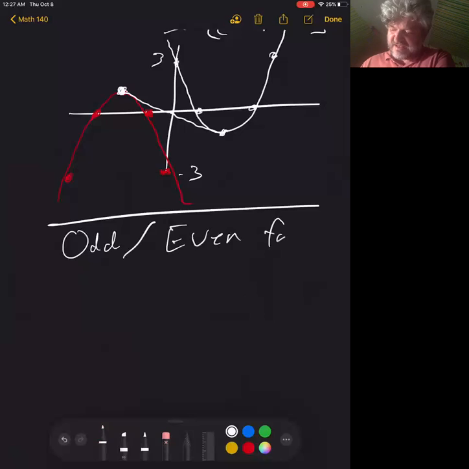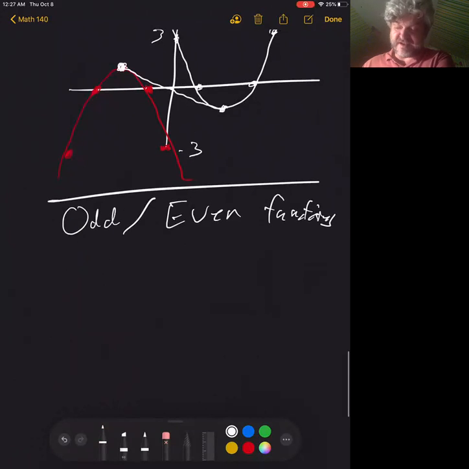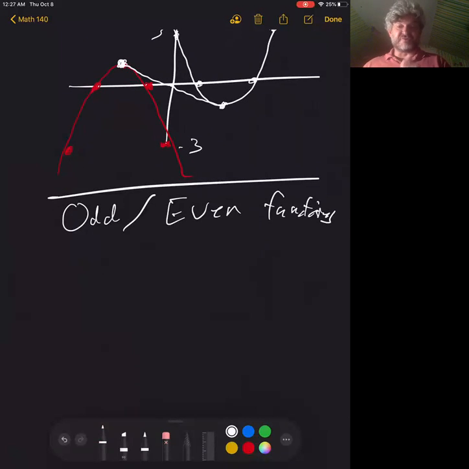About odd and even functions. It just fits perfectly with these transformations. Some functions, when you flip them about the y-axis, retain the same graph. And then we call it even.